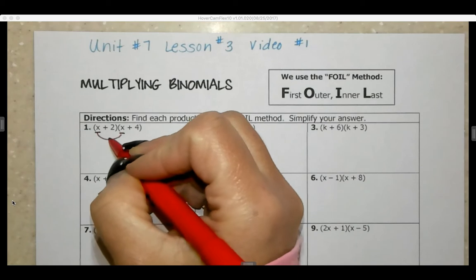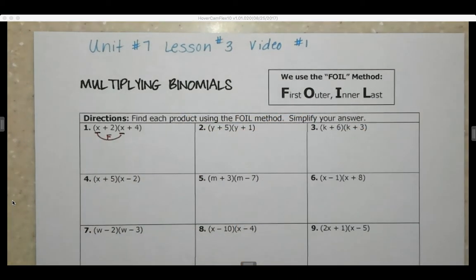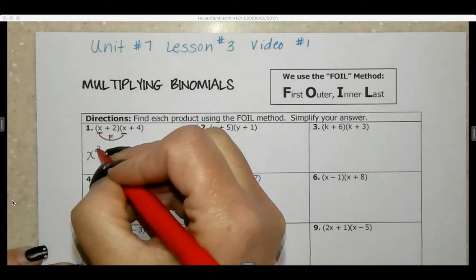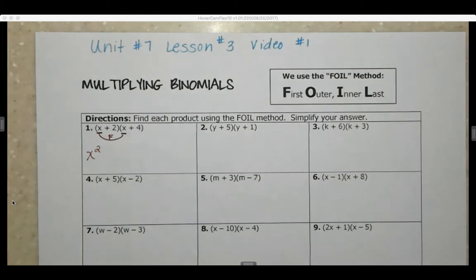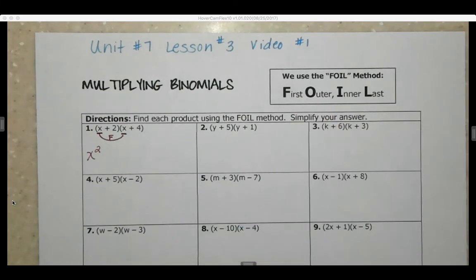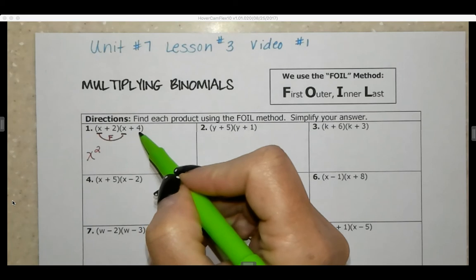This is the F. So then ask yourself, what is x times x? X squared. Okay? Now we're going to do the O. That stands for the outer terms. What do you suppose the outer terms are? Happens to be this x and that 4.